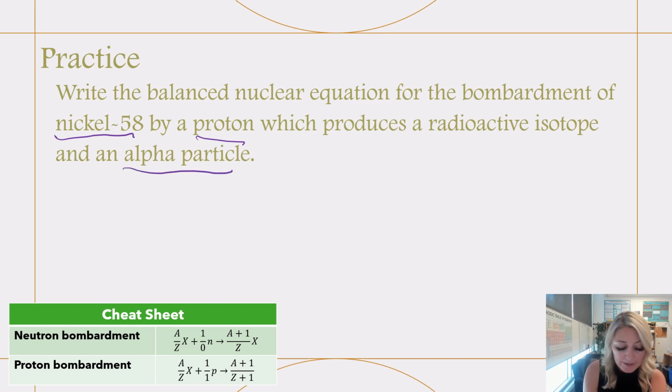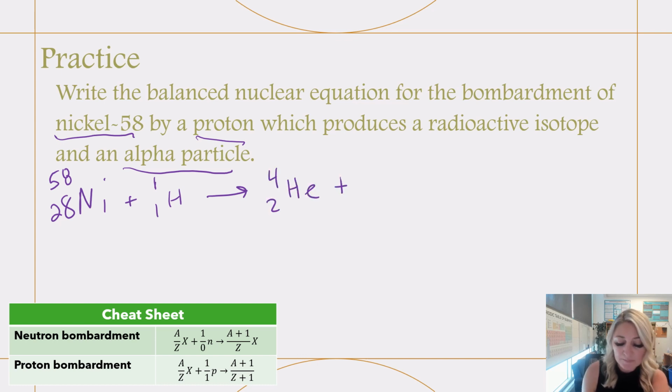Great. Okay, so let's start out with what we know. We know we have nickel-58, that's the mass number. The atomic number is 28, just looking on the periodic table. We know that it's bombarded by a proton. We know that it produces an alpha particle and some other isotope. So I'm going to leave that blank for just a quick moment while we think through this.